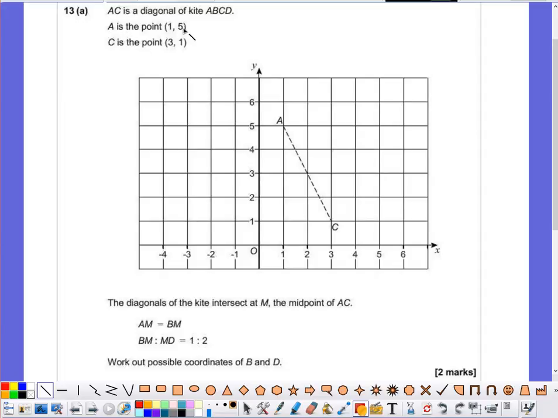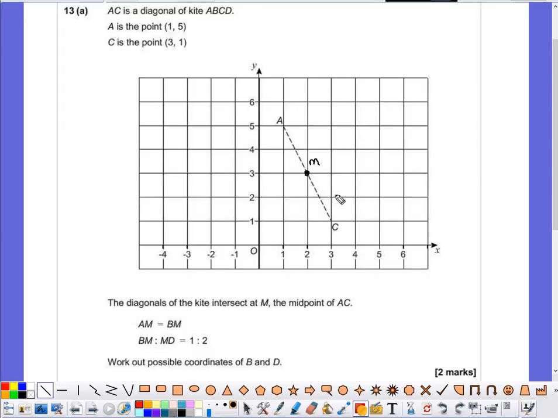We already know that A is at 0, 15, that's drawn on the grid for us, and that C is at 0, 31, it's also drawn for us. The useful information now comes from the bottom. The diagonals of the kite intersect at M, so what we're looking for is a point M at the midpoint of AC. So right here in the middle between A and C is where our diagonals have to cross.